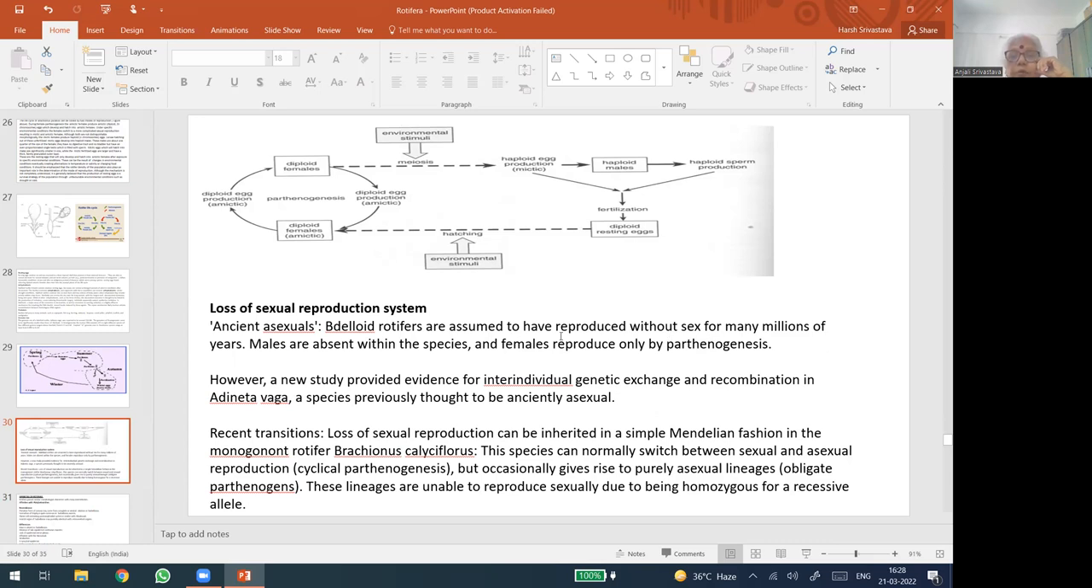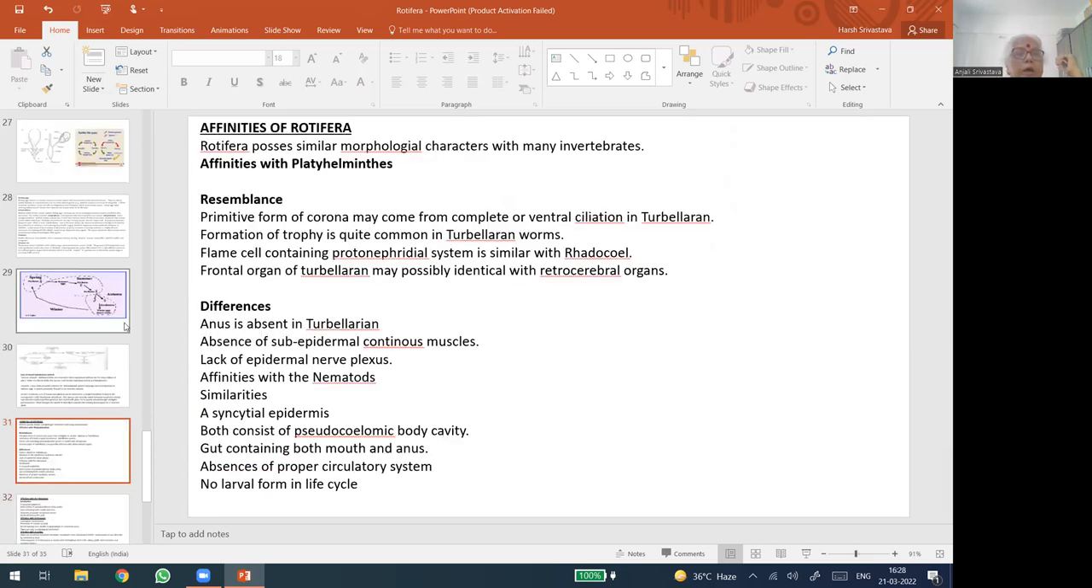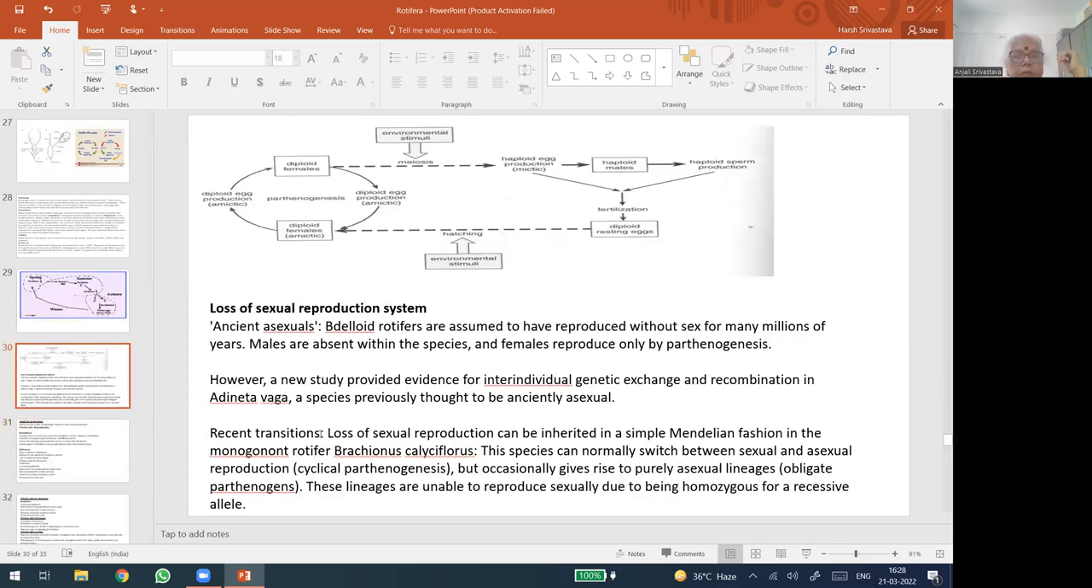This asexual condition is sometimes assumed to have persisted without sex for many millions of years. Males are absent within the species, and females reproduce only by parthenogenesis. So now the transitions between sexual and asexual forms have been observed recently.